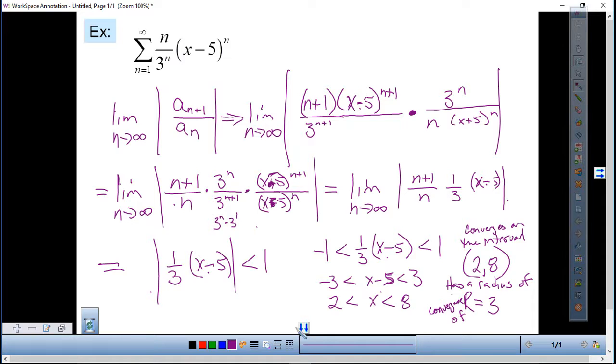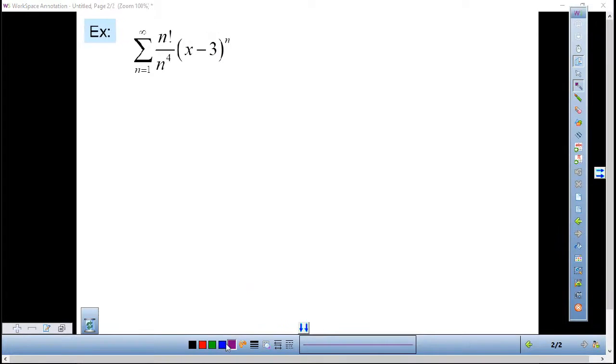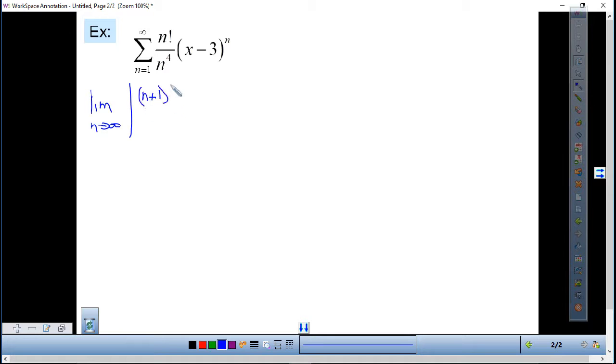All right, let's look at one more. Same thing. We're going to do the ratio test again. And to do the ratio test, we're going to take the limit as n goes to infinity of the absolute value of the n plus 1th term. So n plus 1 factorial over n plus 1 to the 4th power times x minus 3 to the n plus 1 power.